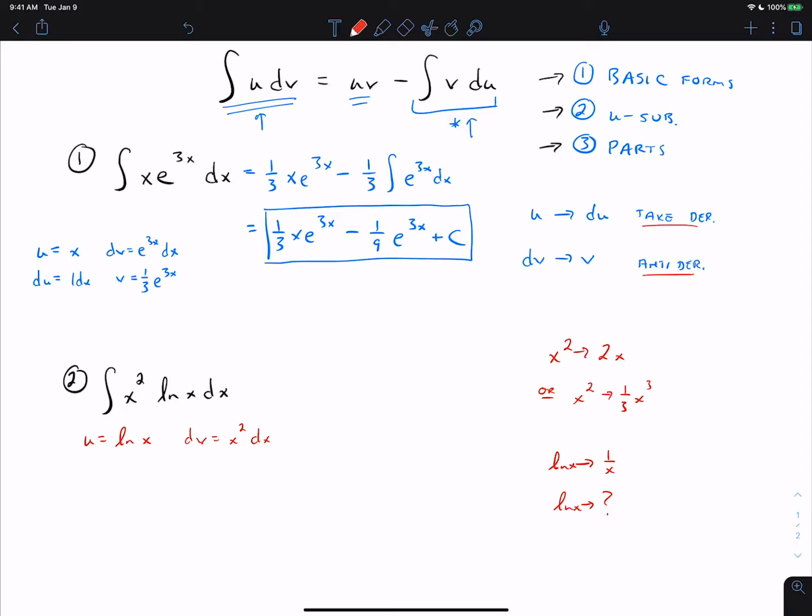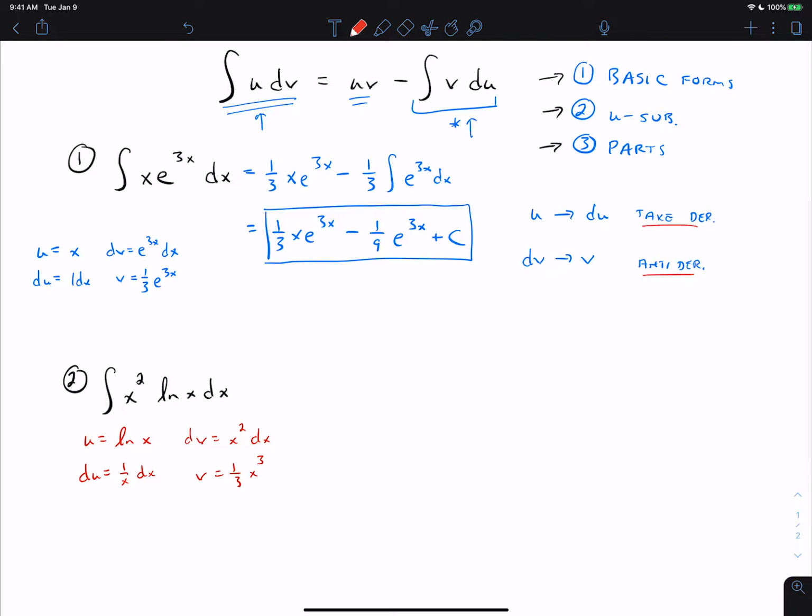And we've got to take the antiderivative of that. This ends up working because when I multiply 1/3 x cubed times 1/x, I get a simple power function that we know how to integrate. And so let's see what happens now. If u is natural log x, du is 1/x dx. If dv is x squared dx, v is 1/3 x to the third.